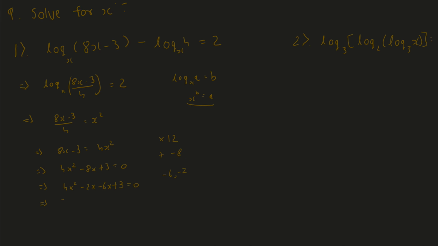We take the highest factor from the first two terms as common. So 2x common, in bracket remains 2x minus 1. Again, from the last two terms we take minus 3 common, which is the highest factor, and this becomes 2x minus 1 is equal to 0. Again, taking 2x minus 1 as common, this is (2x minus 1)(2x minus 3) is equal to 0, so 2x minus 1 is equal to 0, or 2x minus 3 is equal to 0.